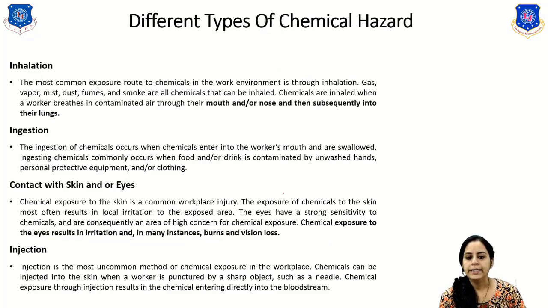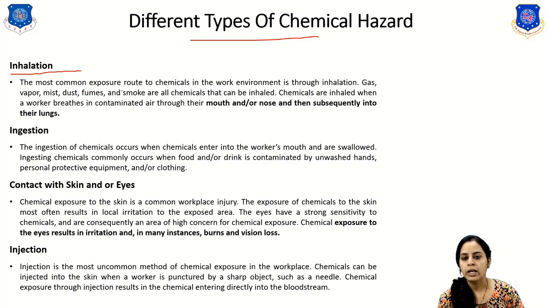Now, okay, the next is the different types of chemical hazard. Okay, the first one, which is inhalation. So the most common exposure to chemicals in the work environment is through inhalation, right? Then gas, vapor, mist, dust, fume, all chemicals that can be inhaled. The chemicals are inhaled when a worker breathes in contaminated air through the mouth and nose and then subsequently into their lungs.